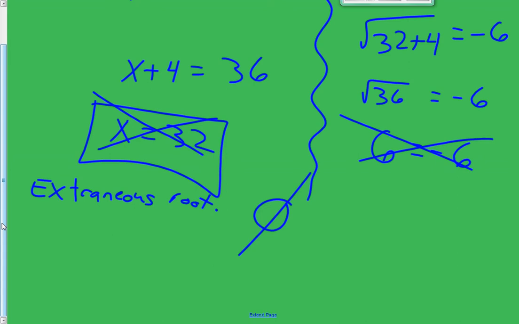If you answer x equals 32, I'm going to think that you didn't know what you were doing on this problem. You just gave me an answer that does not satisfy our equation. So make sure that you make it very clear that that's not a root. You cancel it out, put extraneous root, or no solution.